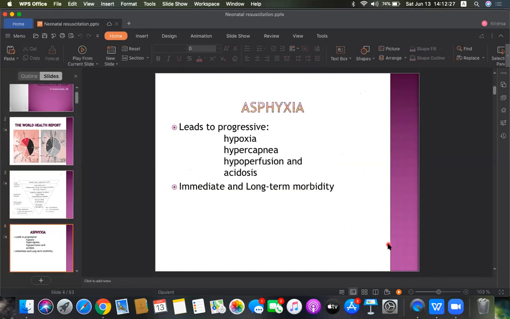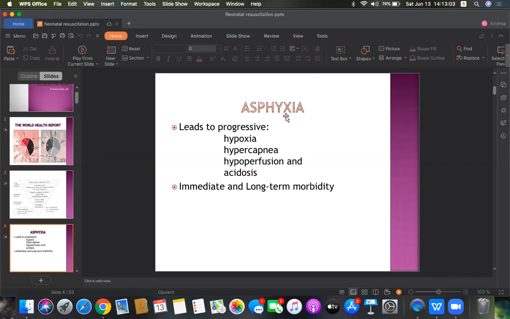Now, what do we mean by asphyxia? Asphyxia is a combination of hypoxia and hypercapnia together. Hypoxia means decreased oxygenation in the tissue. Hypercapnia means increased carbon dioxide collection inside the body. Asphyxia can lead to hypoperfusion and acidosis if it is long lasting, and this acidosis can lead to multi-organ failure. In the presence of acidosis, the heart and the brain cannot function properly.